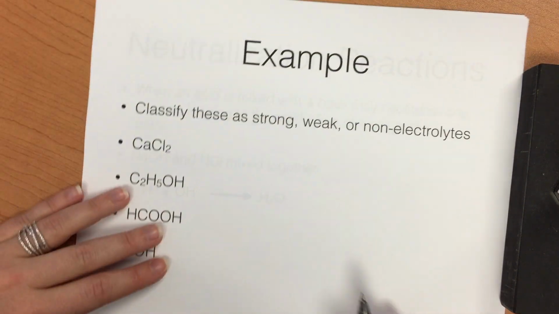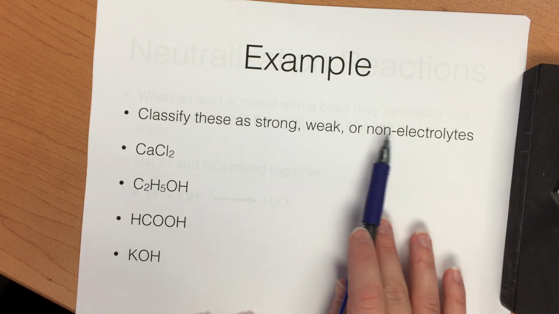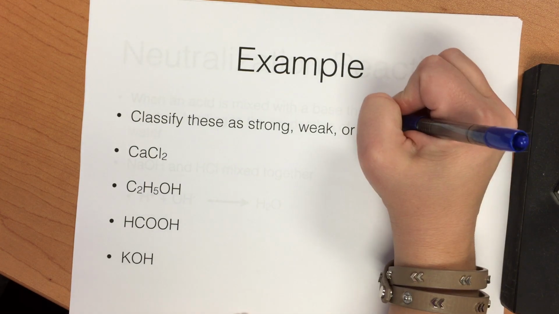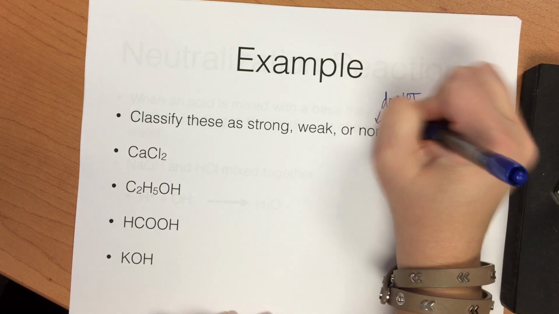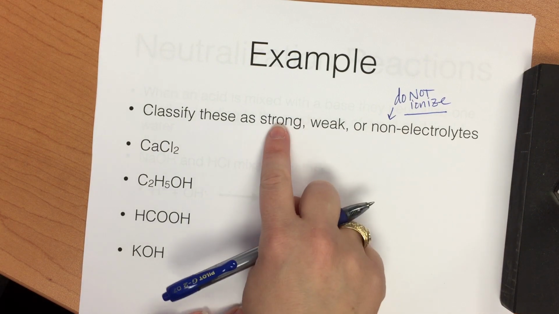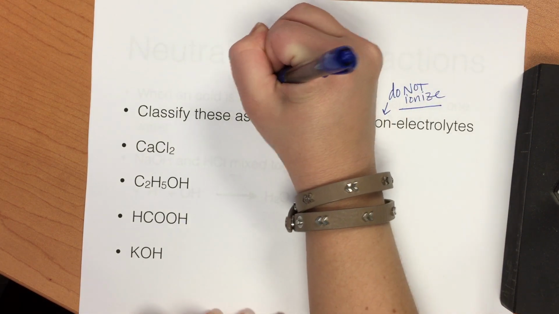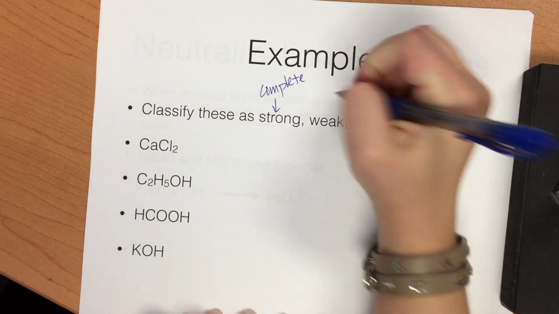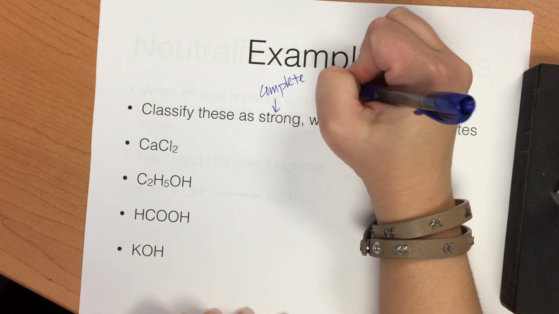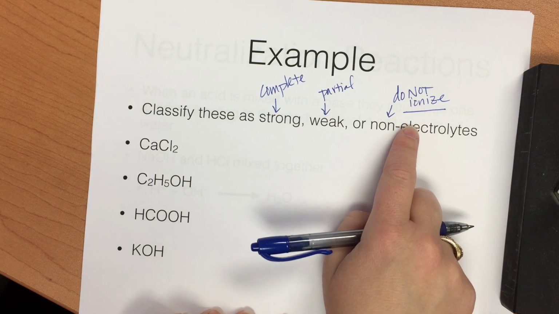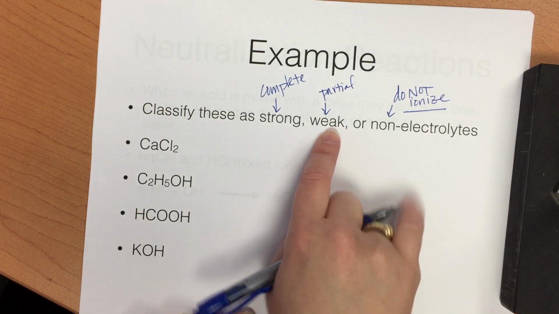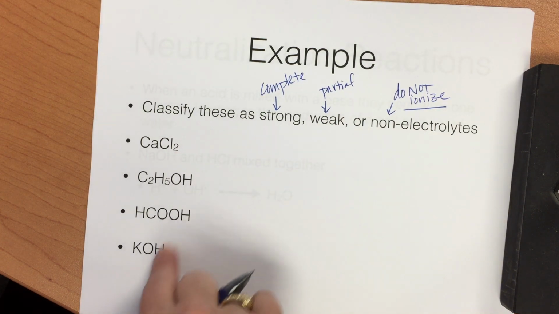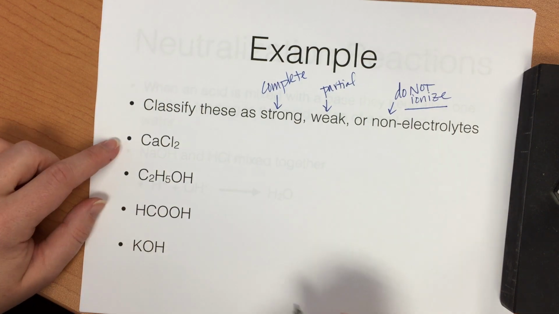And so a non-electrolyte, if we remember from earlier sections, non-electrolytes are things that do not ionize. And so in this case, we are looking at complete ionization. So these will be complete. These will be partial. And these will not ionize. And so we know that things that are ionic bonds completely ionize. Some molecular compounds fall in either one of these. And so we're going to look at all three of these to see which of these are strong, weak, or non-electrolytes.